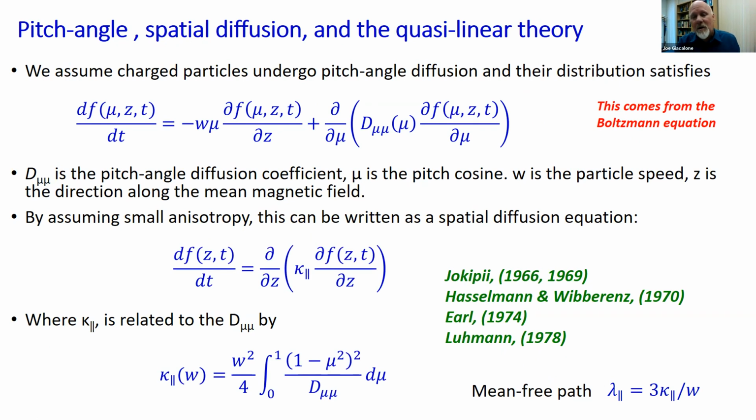So I noted a single particle that underwent a scattering in pitch angle. But if you consider an ensemble of these particles, then you get something called pitch angle diffusion. It's related to spatial diffusion. This is, again, a spatial diffusion equation. The comparison of these two basically comes from these papers and these added notes that I have at the end. And this is how you relate spatial diffusion to pitch angle diffusion.